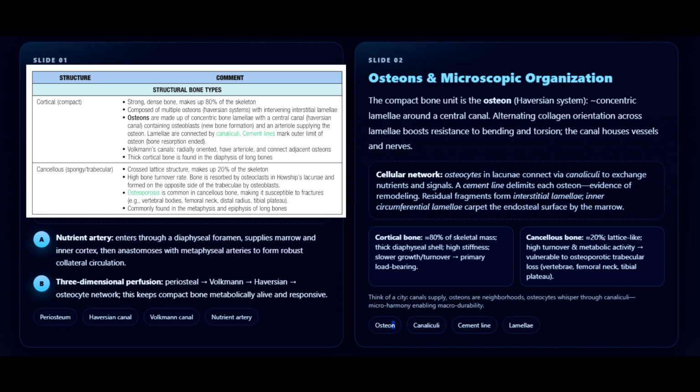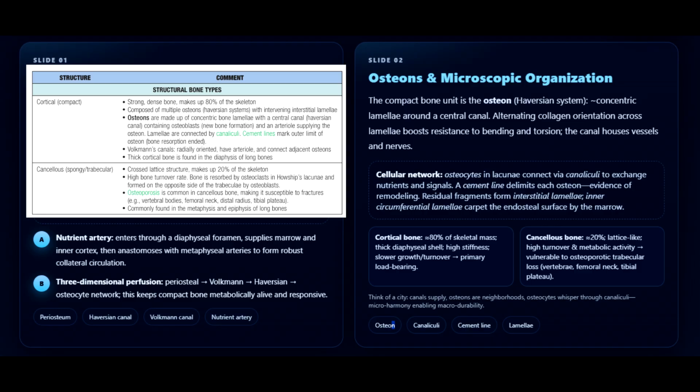arranged in a delicate lattice, and though it accounts for only about 20% of skeletal mass, it has a much higher turnover rate. This makes it more metabolically active, but also more vulnerable to conditions like osteoporosis, where trabeculae thin and fractures become more likely, especially in the vertebral bodies, femoral neck, and tibial plateau.